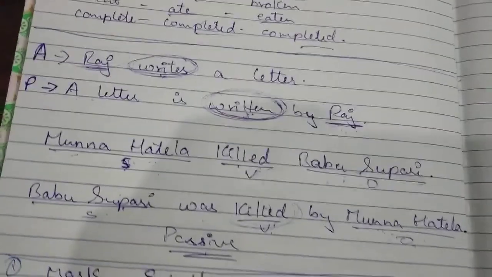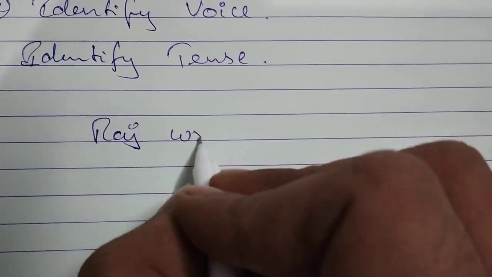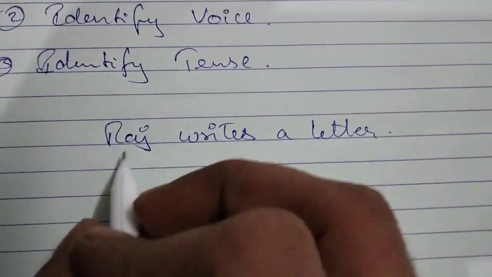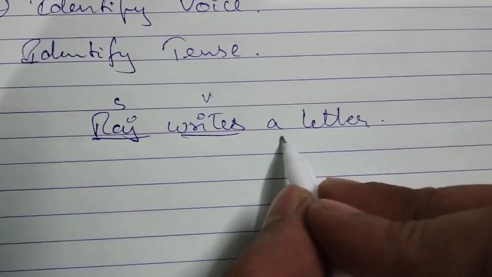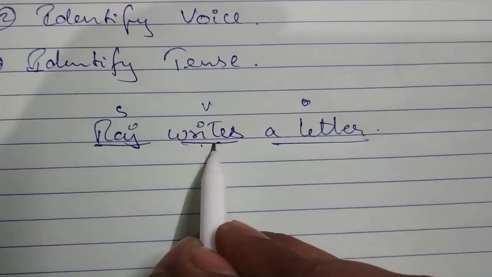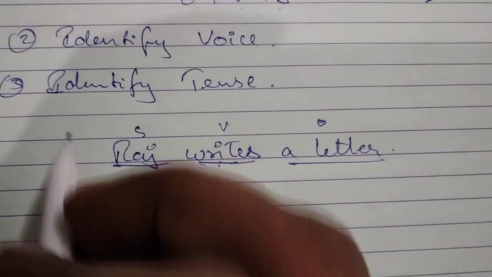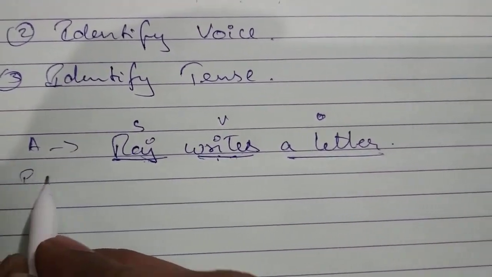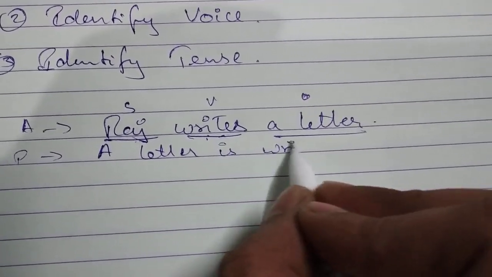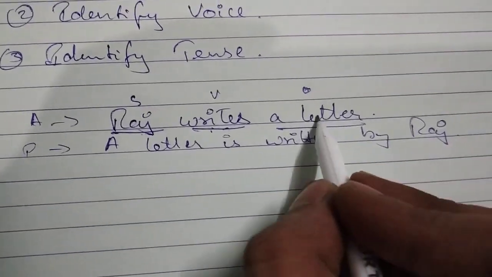See now, an example over here. Let me give you one example. See here. Raj writes a letter. Now this, see, subject, verb, object. Clear? Now see, the verb is the action going on. Who is doing the action? Raj. So the performer of the action is coming in the beginning, which means it is active voice. Let me make it passive. A letter is written by Raj. Clear? Got it?